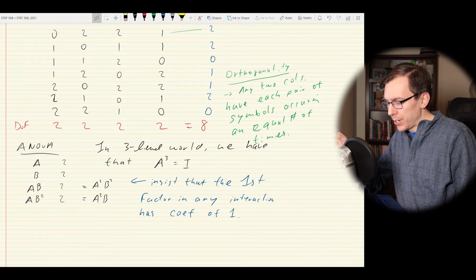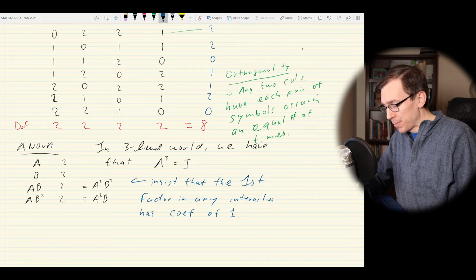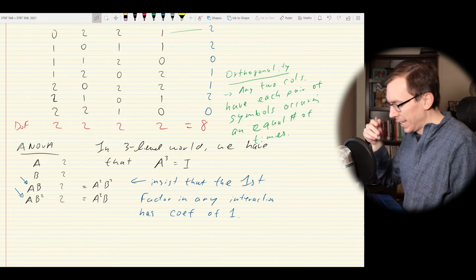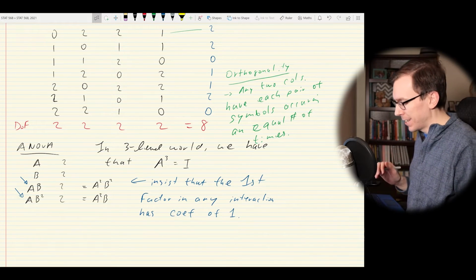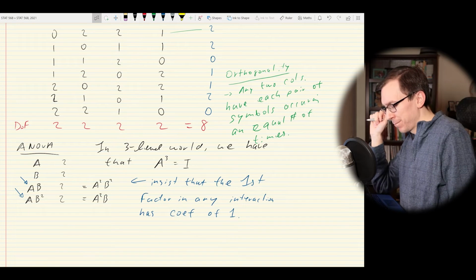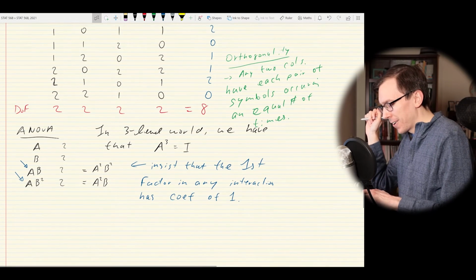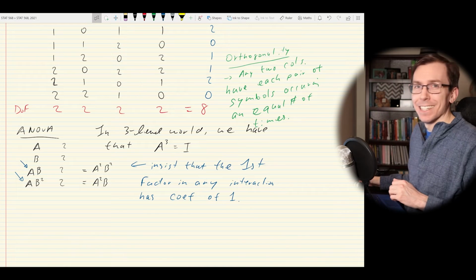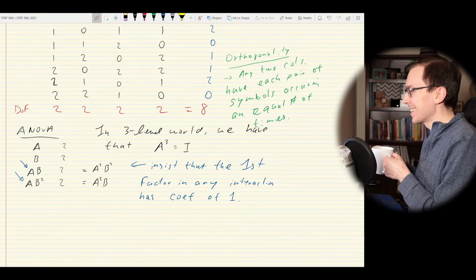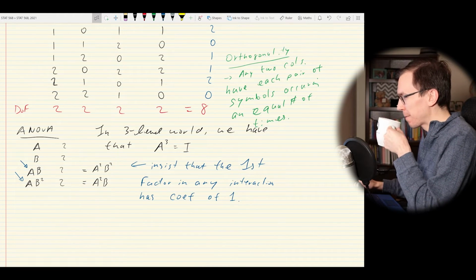So to make sure that we don't have any ambiguities here, we always enforce that the first factor in any interaction has an exponent or coefficient of 1. That will make sure we have everything we need for our ANOVA table. Like I said before, when it gets to 3 levels, things start to get a little bit crazier.